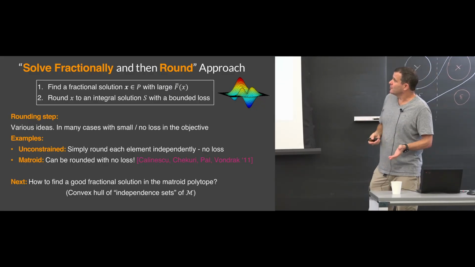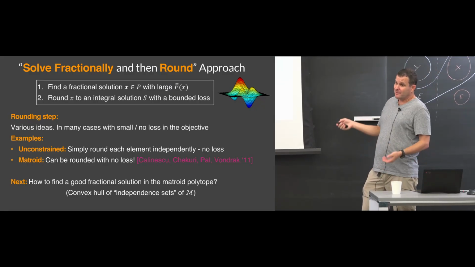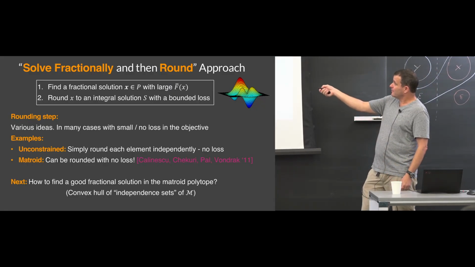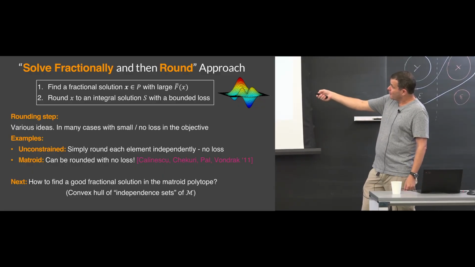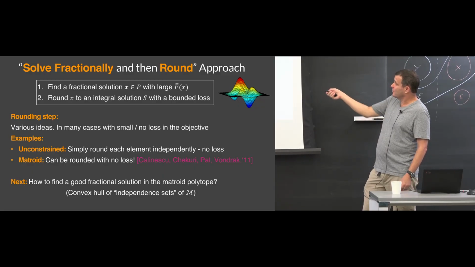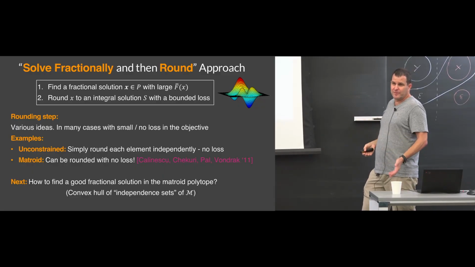Okay, what is solve fractionally and round? There are two steps. One is to find a fractional solution in your polytope that has a large value f of the extension. And then you want to round it to an integral solution and not lose too much compared to the fractional solution. These are the two steps.